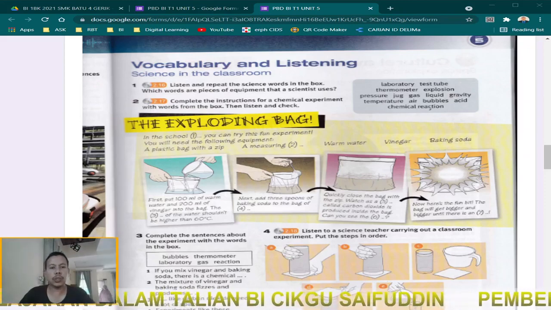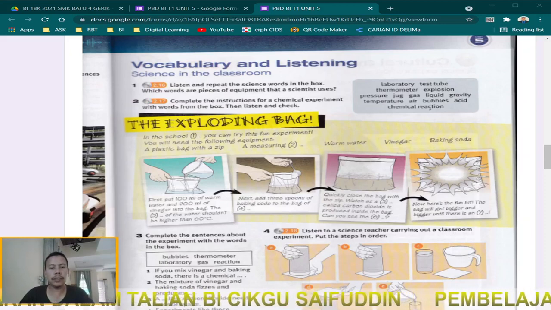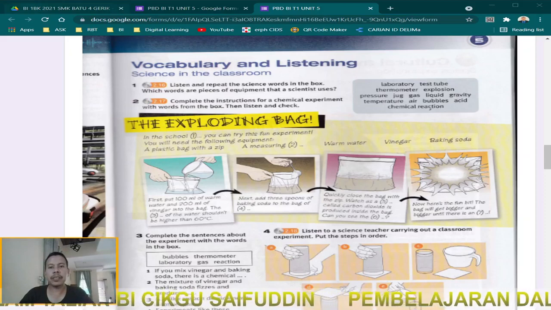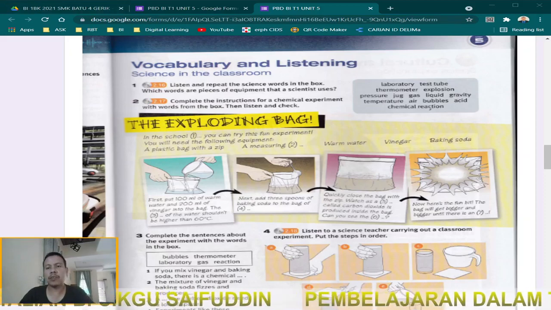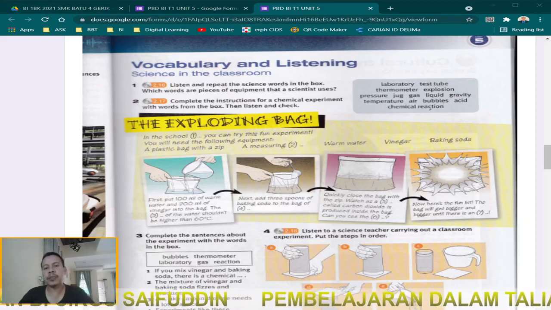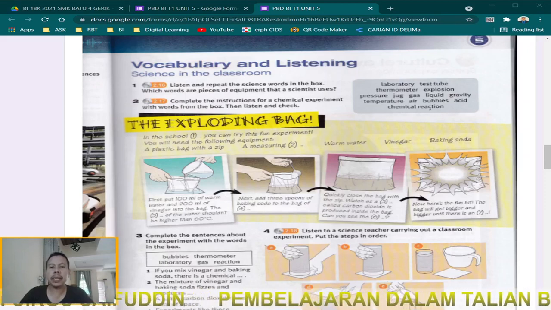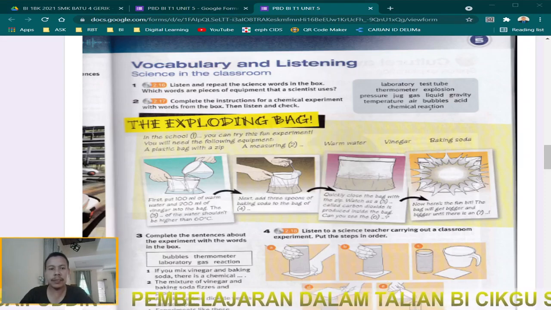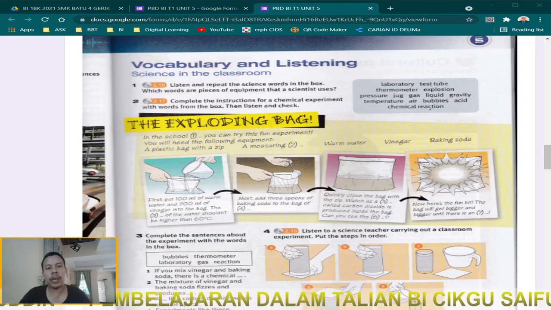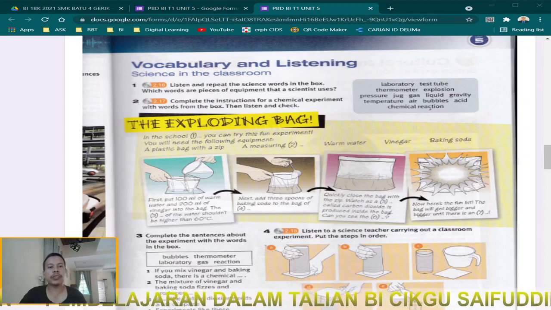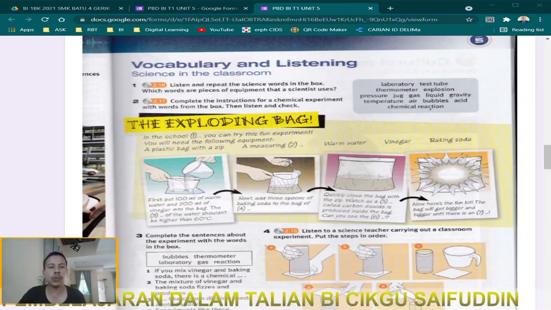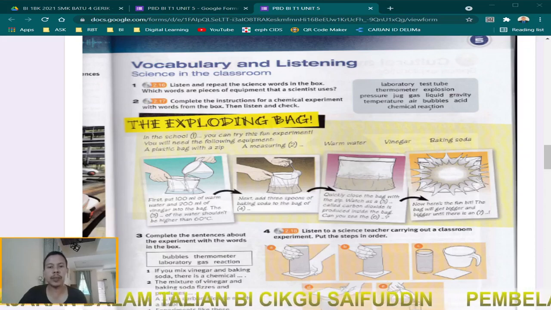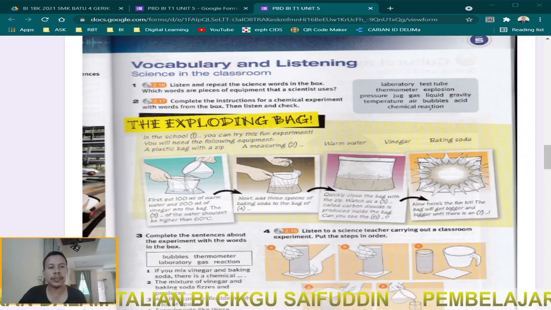Okay, for question 2, you should answer about the steps of an experiment. The name of the experiment is the exploding bag, and you have about 7 questions to answer to fill in the blanks. So you should have 7 answers for question 2, and I will play the audio 2.17 for you to listen and complete the steps of the experiment. Okay, let's listen.